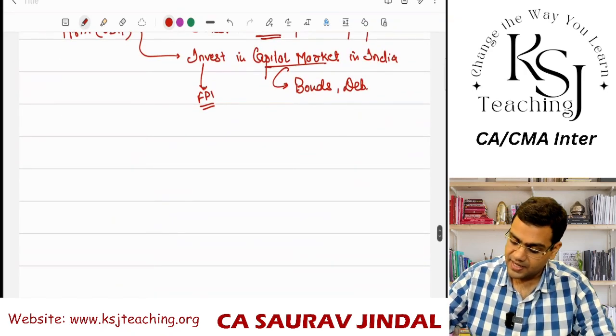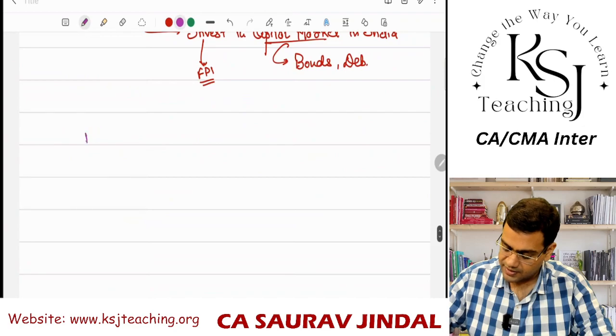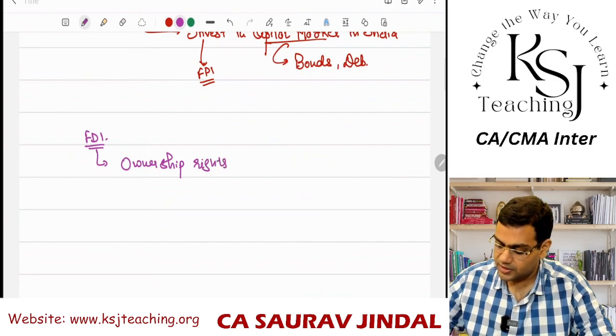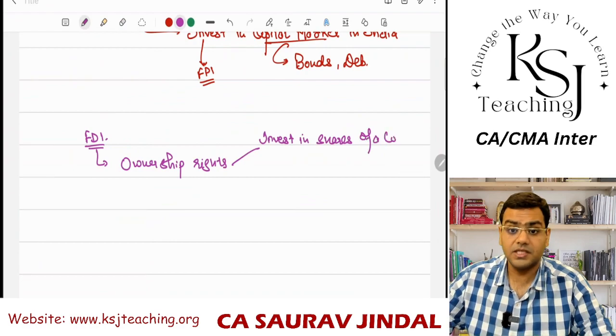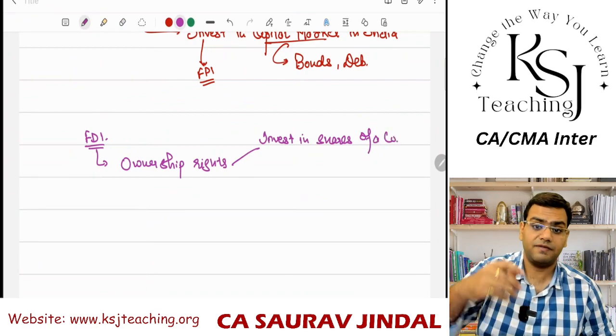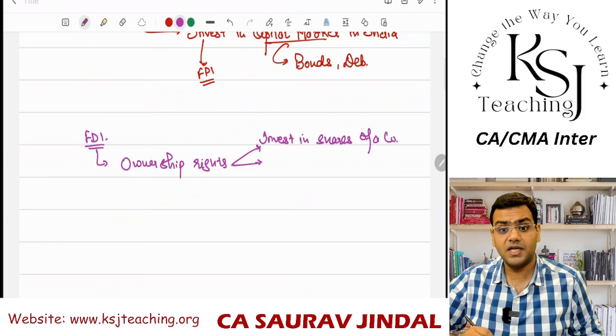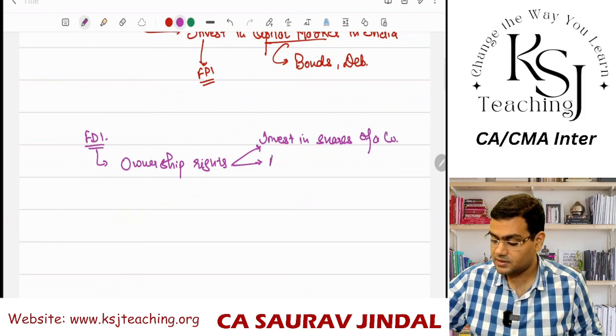Now, let's talk a little bit about FDI. In case of FDI, you will get the ownership rights, right? How can you invest? You can buy the shares of a company. Like Mr. X, he is from the USA, he comes to India, he buys the share of a company in India, acquires the share. Or what can be another way? Another way of setting up FDI is setting up ancillary or subsidiary units.